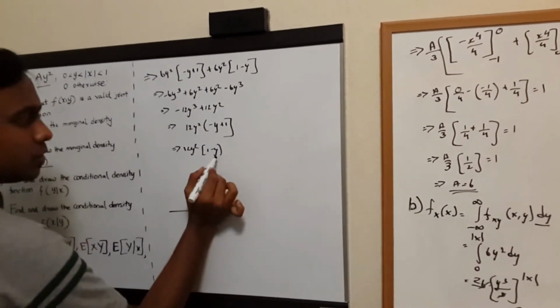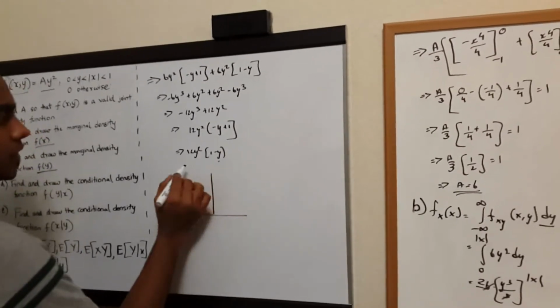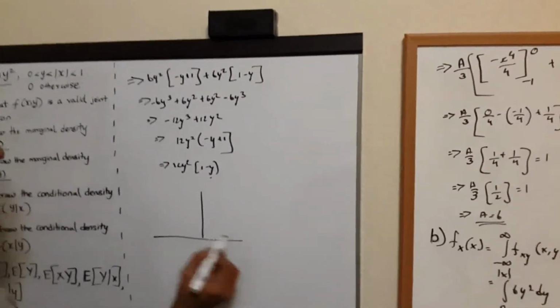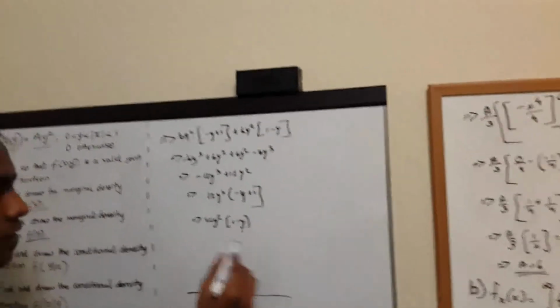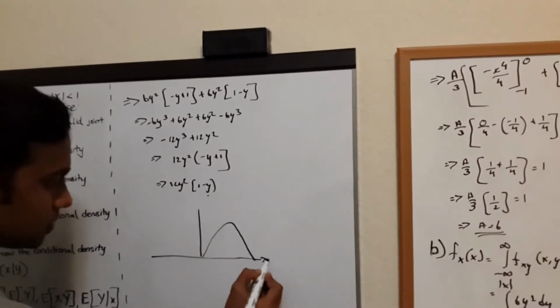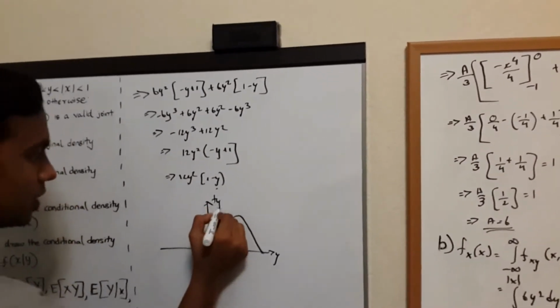if we substitute y equal to 0, we get fy of y equal to 0. And when we substitute y equal to 1, we get fy of y equal to 0. So the graph proceeds like this. Here this is y, this is fy of y.